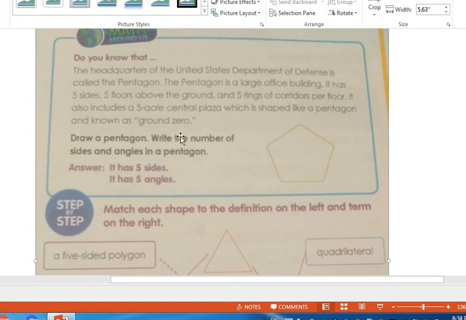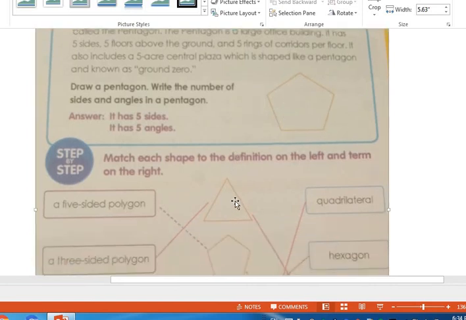Draw a pentagon. Write the number of sides and angles in a pentagon. If I am asked to draw a pentagon, then I will draw how many sides? 5 sides. Excellent. And in between each 2 sides, I will find an angle. So I have here a pentagon with 5 sides and 5 angles.